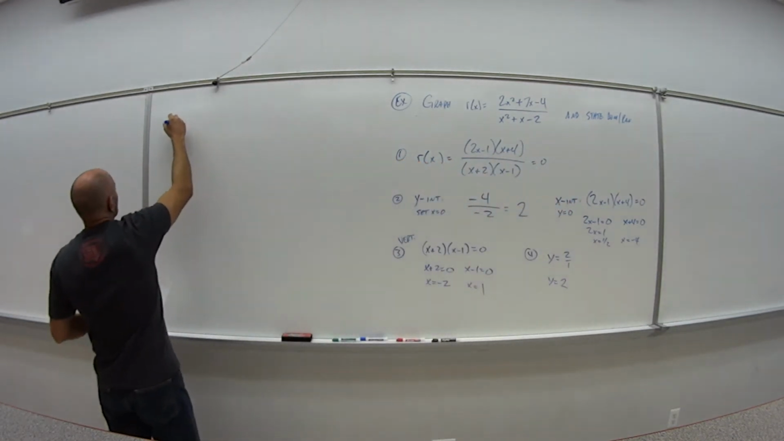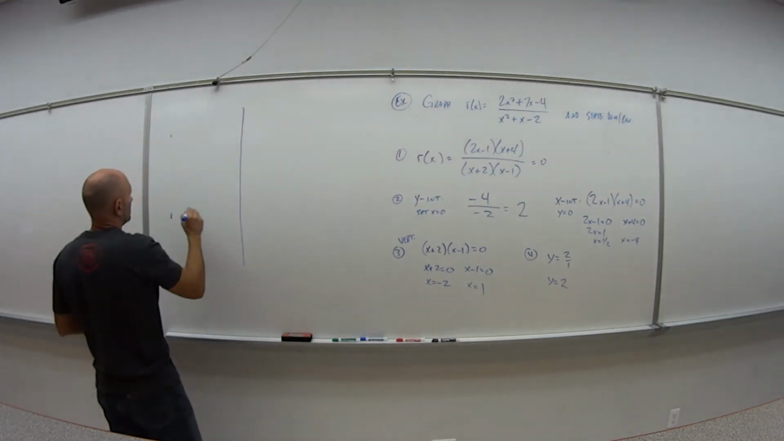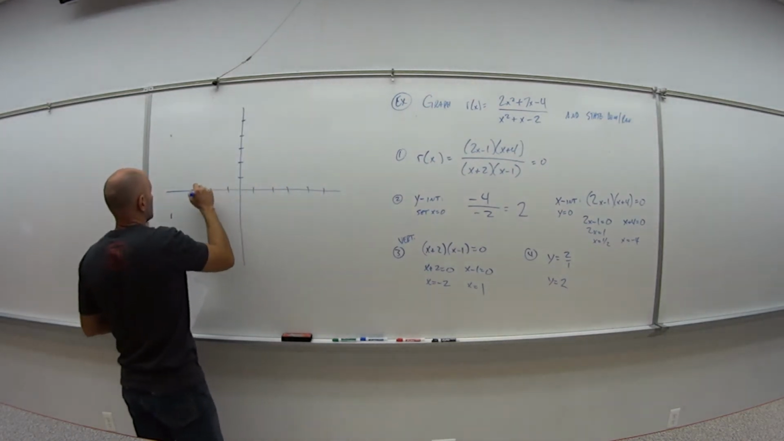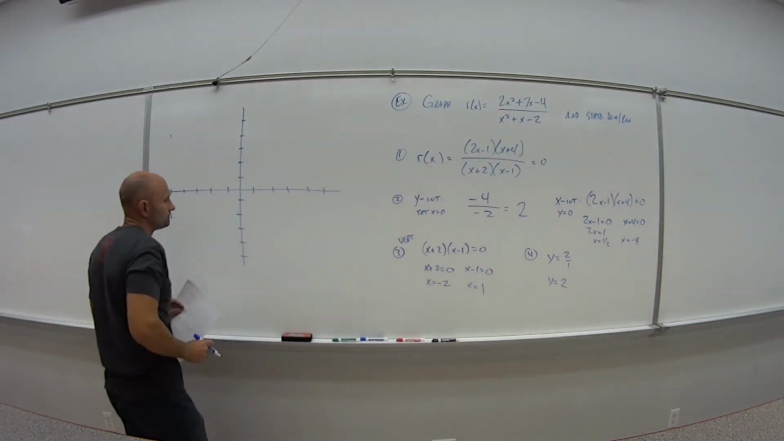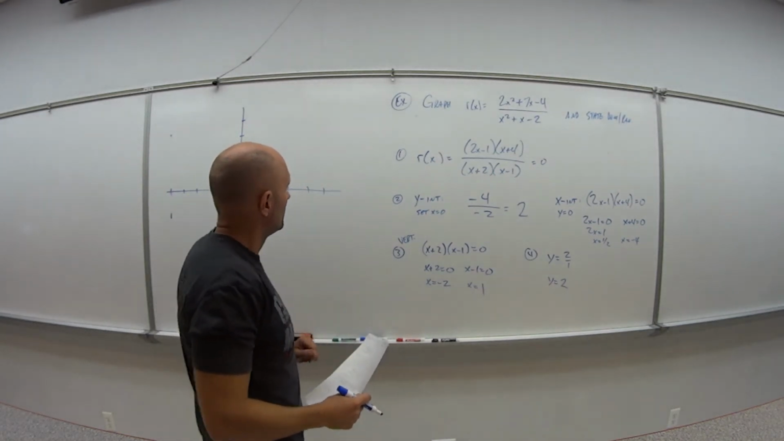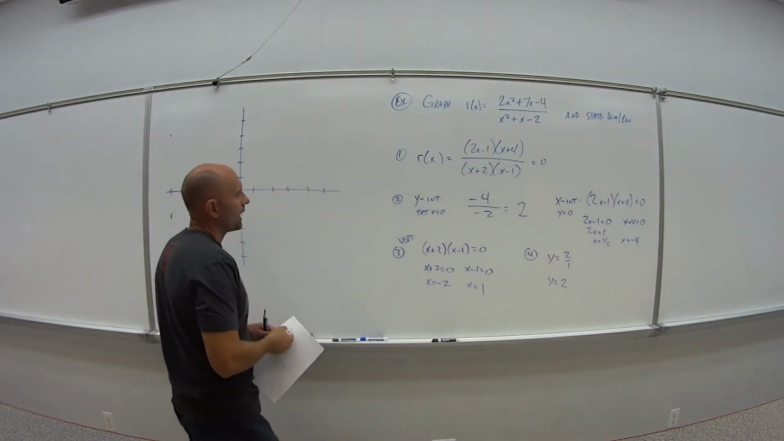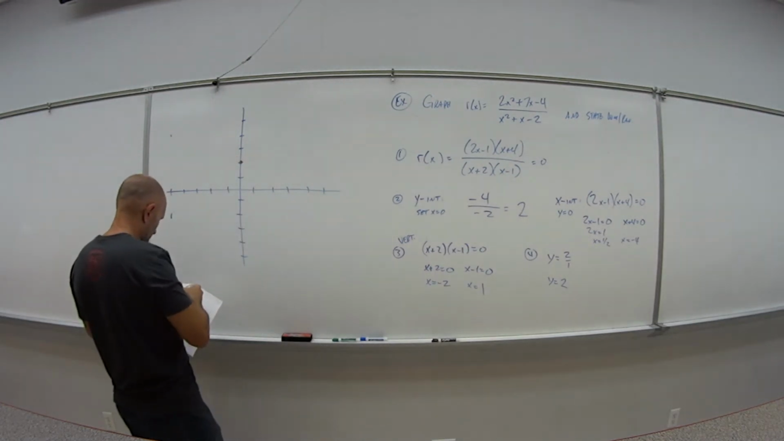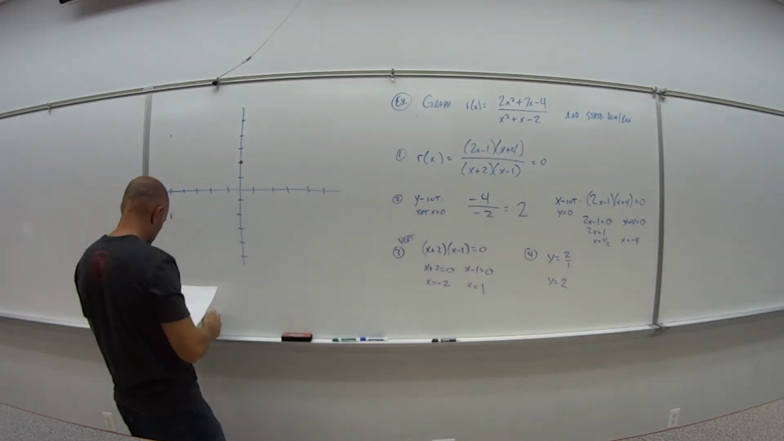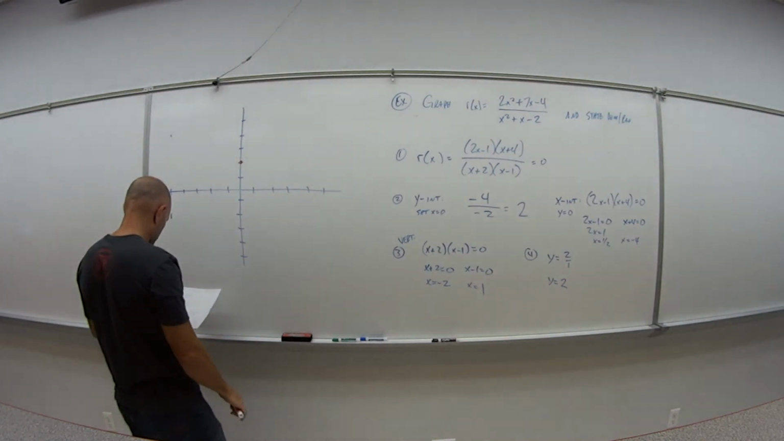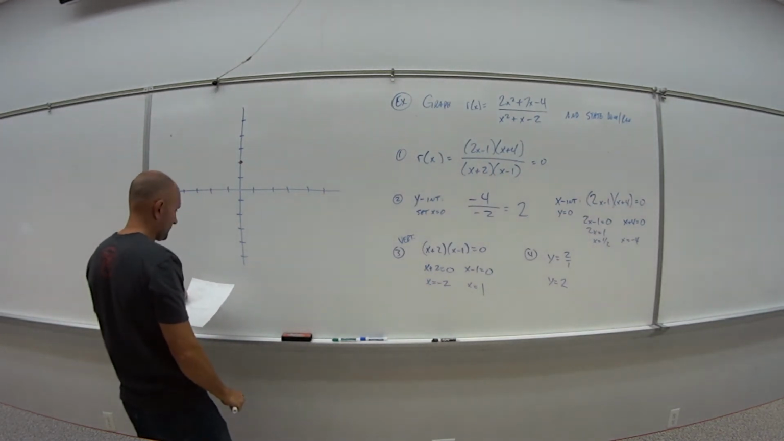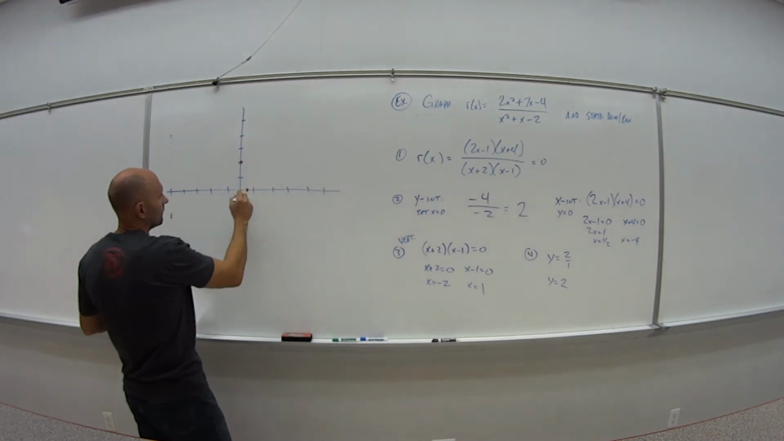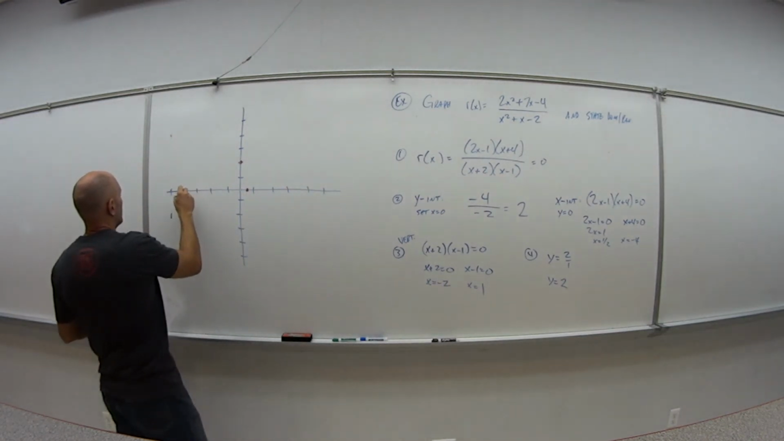So I'll show you what I mean here. Step 5 is we're going to sketch this guy. All right, so step 2, we found our intercepts. Our y-intercept is when x is 0 and y is positive 2. So that's right there. Our x-intercepts are x equals 1/2 and x equals negative 4. So way over here.